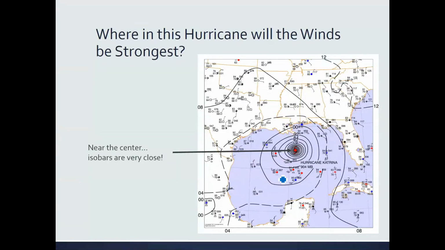And so with hurricanes, winds are the strongest closer to the center because the isobars are very close to each other. Now, ironically, the center of the hurricane, the eye of the hurricane, winds are actually very, very calm. It's actually the area around the center, right near the center, called the eye wall, where the winds are the strongest. We'll talk more about that when we talk about hurricanes.